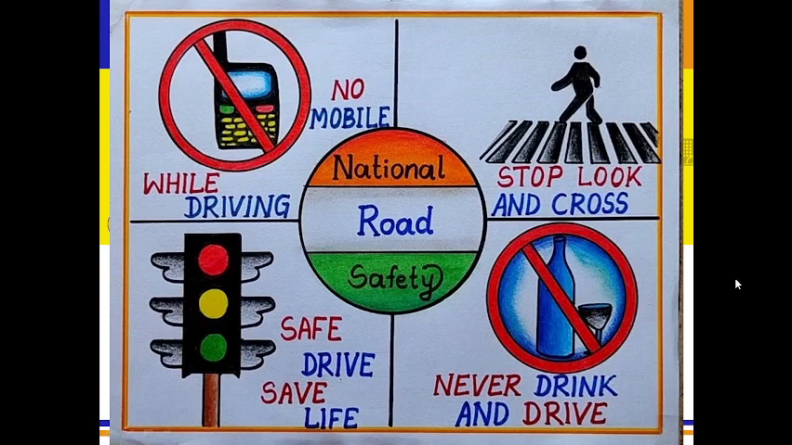Stop, look, and cross. Whenever a pedestrian wants to cross a road, he has to see whether a vehicle is coming. If there is no vehicle, then only he can cross. Or whenever there is a pedestrian signal, then only he can cross.